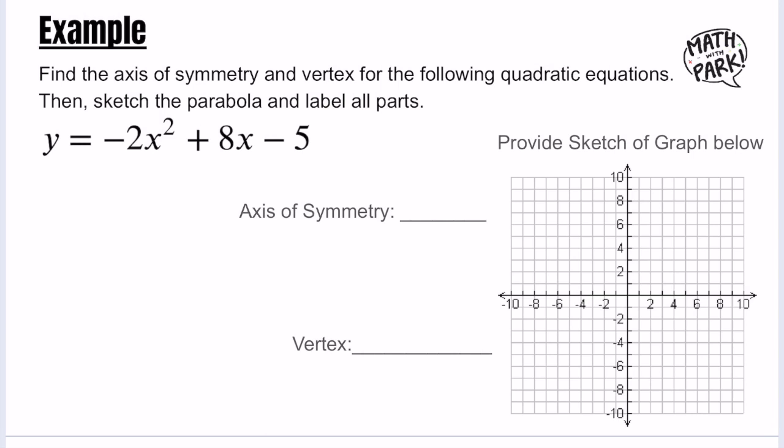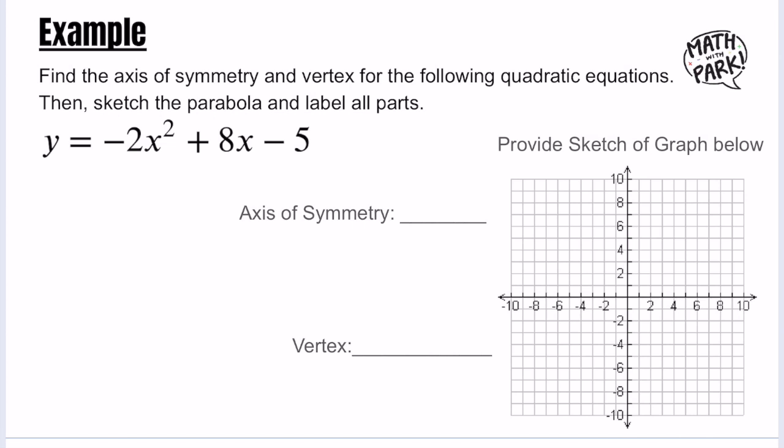So the first thing you want to notice is that this is a quadratic function, and this is in standard form. So standard form means that it's in ax squared plus bx plus c format. So we know our a is negative 2, and writing this out helps. B is 8, and c is negative 5.